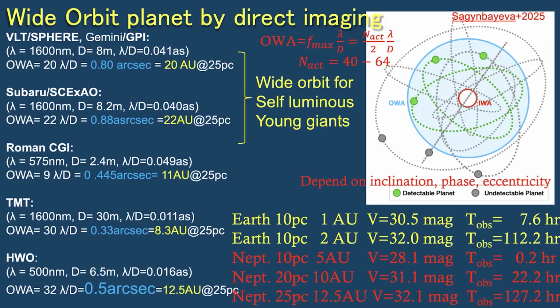But Neptune might be bright enough up to the widest outer working angle with reasonable exposure time, like 22 hours for a Neptune-mass object at 10 AU. So they can detect even wider orbits, depending on the inclination, the phase, and also the eccentricity.